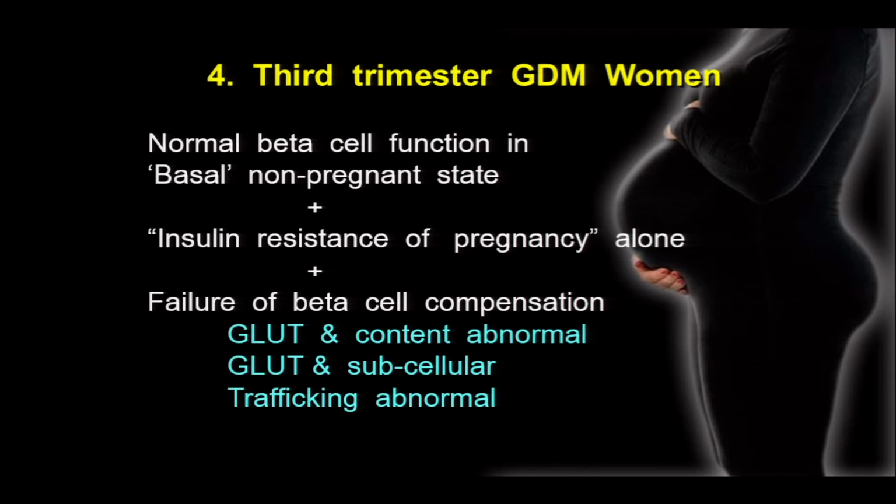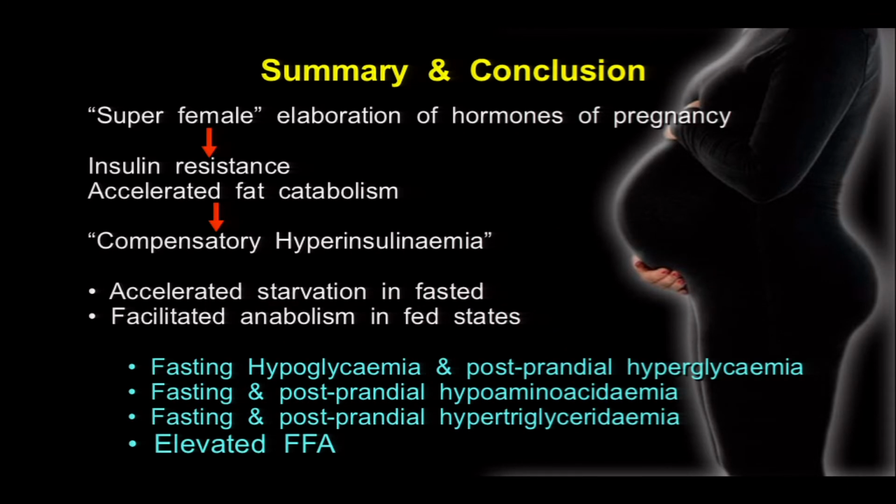Now, we will move on to the 3rd trimester GDM woman, who is the true GDM, who has normal beta cell function in the basal non-pregnant state and has only the insulin resistance of pregnancy. With the failure of beta cell compensation, she develops true GDM during 3rd trimester pregnancy alone. She is characterized only by insulin resistance of pregnancy. To summarize the events that take place, there is a super-elaboration of hormones of pregnancy. This results in insulin resistance and accelerated fat catabolism. This tries to promote compensatory hyperinsulinemia. The changes in the metabolism are accelerated starvation in the fasting state and facilitated anabolism in the fed state.